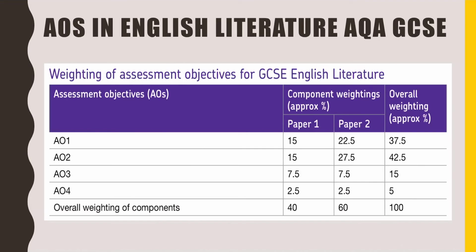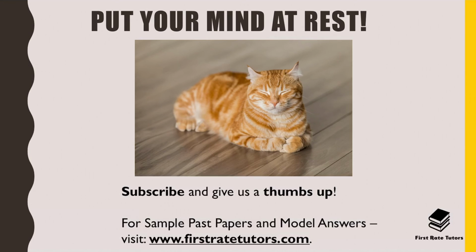This is how AO1 all the way to AO4 is weighted when it comes to paper 1 and paper 2 for the AQA GCSE. So do pause at this stage if you need to, to understand the different weighting, take down notes and see, for instance, how the AO1 split is in paper 1 and paper 2 and so on. So that's it. Hopefully that's put your mind at rest about the different assessment objectives and what they mean. It's not rocket science to understand, and hopefully you feel as calm as this cat.